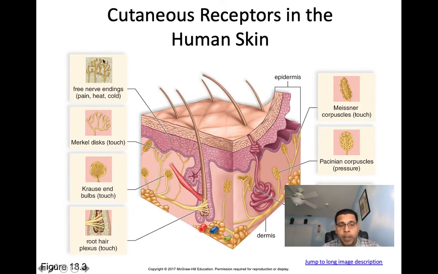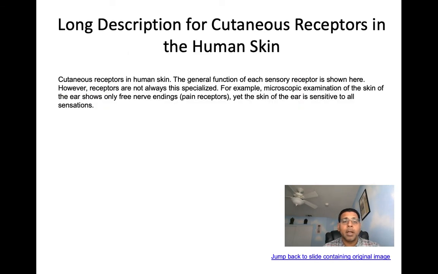First, we've got our free nerve endings, pain, heat, and cold. And we can see they're going to be located in that epidermis. And we've got our Merkel discs, our touch receptors. We can appreciate those here in that epidermis-dermis junction. And then we've got Krause end bulbs, our touch receptors, in the dermis. And then we've got the root hair plexus, also touch receptors surrounding the hair root. And then we can see here Ruffini endings, pressure receptors, Pacinian corpuscles, also pressure receptors. We said onion-shaped, you can see there. And then Meissner's corpuscles, we can see also examples of touch receptors. So here's a long description of the same image.